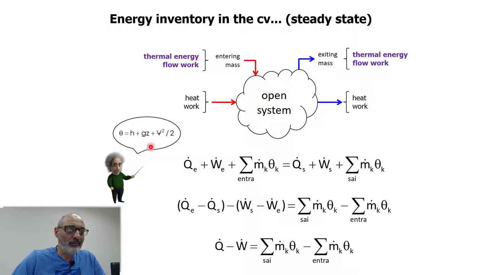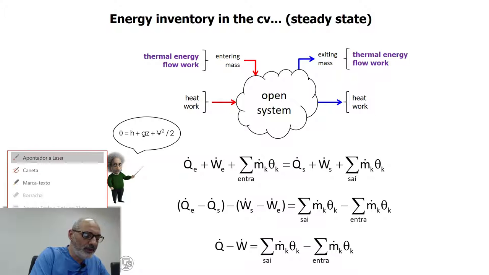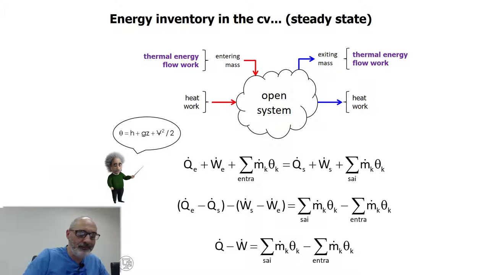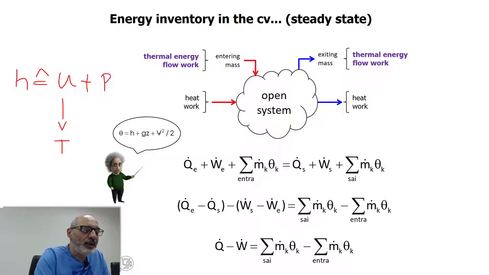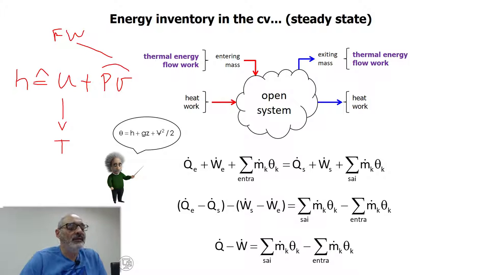Theta represents thermal energy, H is enthalpy, which is a kind of internal energy. Actually, let me just write down an equation here, the definition of enthalpy. Enthalpy, by definition, is a kind of energy. So, by definition, it equals the internal energy, U, which is related to temperature, plus pressure times volume, PV. And this quantity here is associated with flow work.